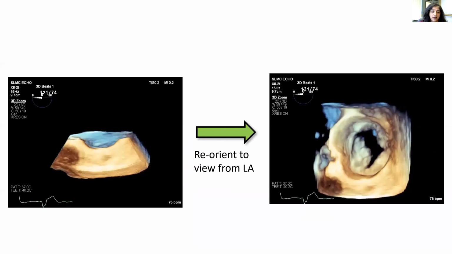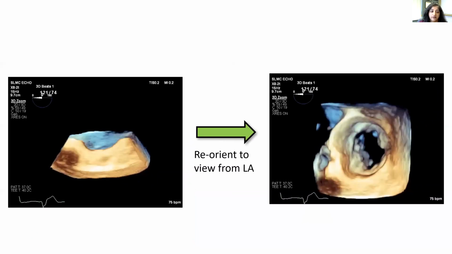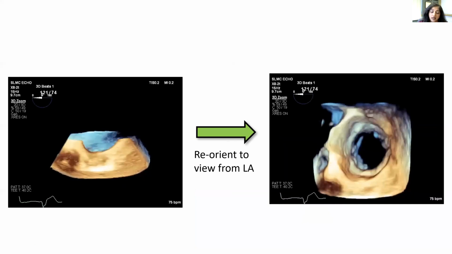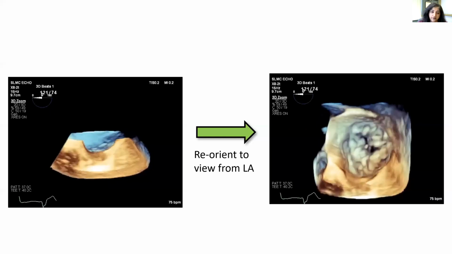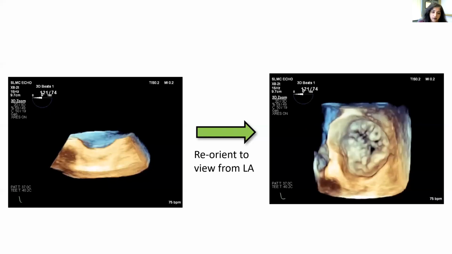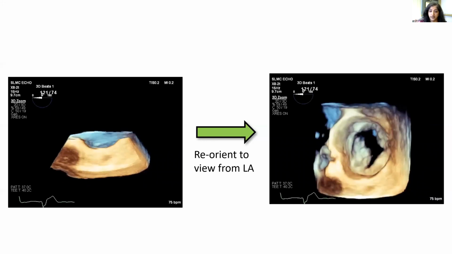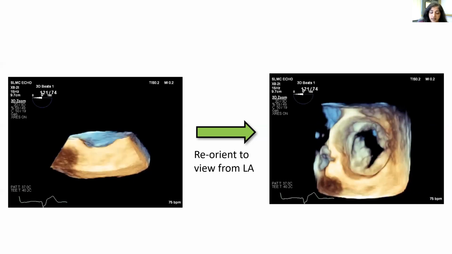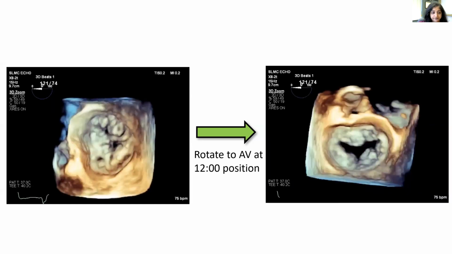The first thing we do is reorient this information to a view from the left atrium. Many TE software platforms will actually do this for you. You click on mitral valve and automatically it will create a view looking at the mitral valve from on top of the left atrium. In this case, we did it manually. We brought the segment down to view it from the left atrium.